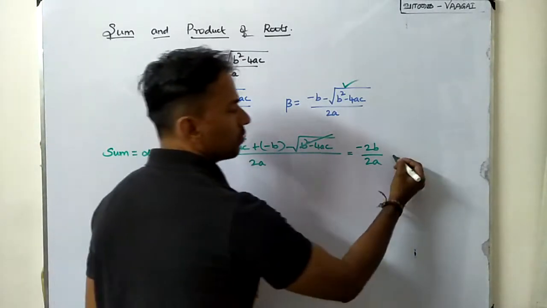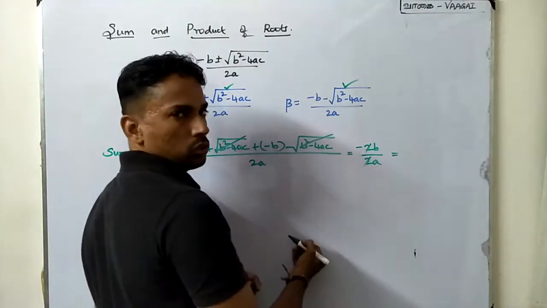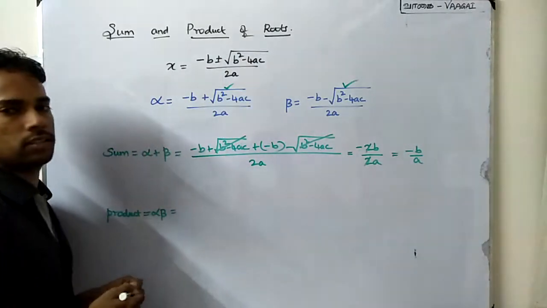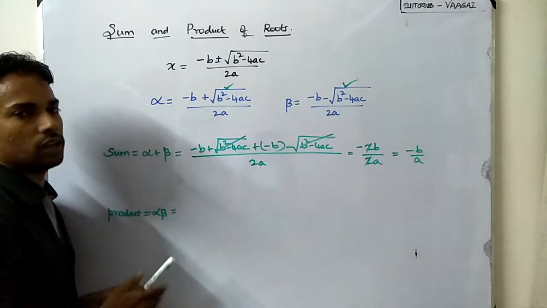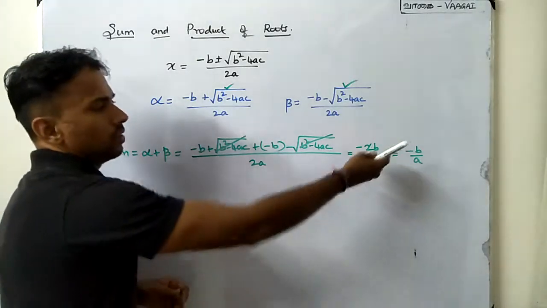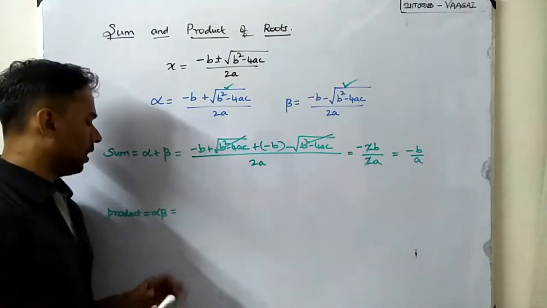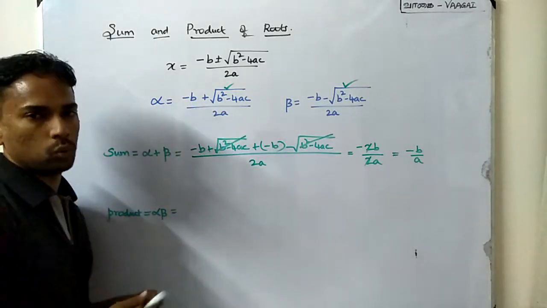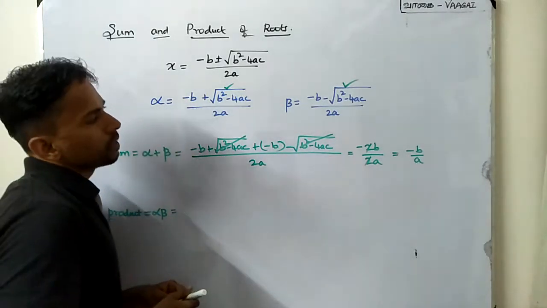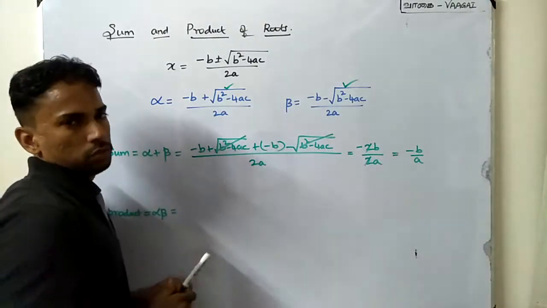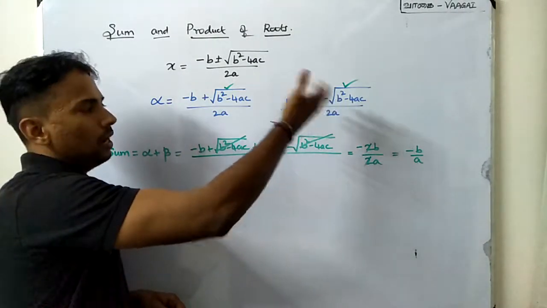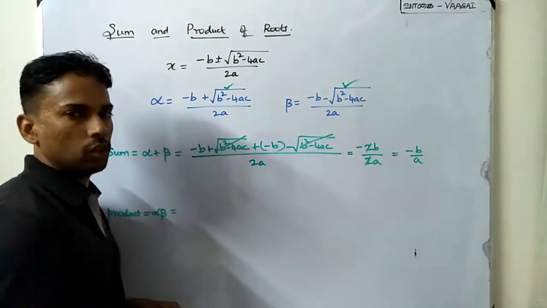And once again, if I simplify this, we can just cancel these two 2's and we'll be left with minus b by a. And hence the sum of the roots of a quadratic equation is minus b by a. And next, coming to the product, it is nothing but the multiplication of the two values, so we have to multiply these two terms. Again we'll do the multiplication of the numerator terms, divided by the multiplication of the denominator terms.